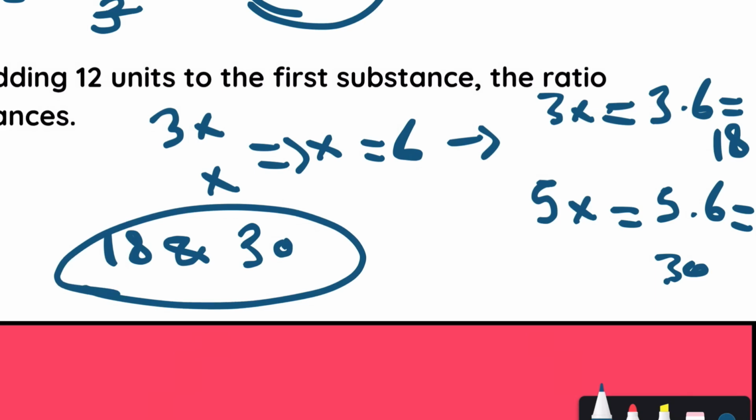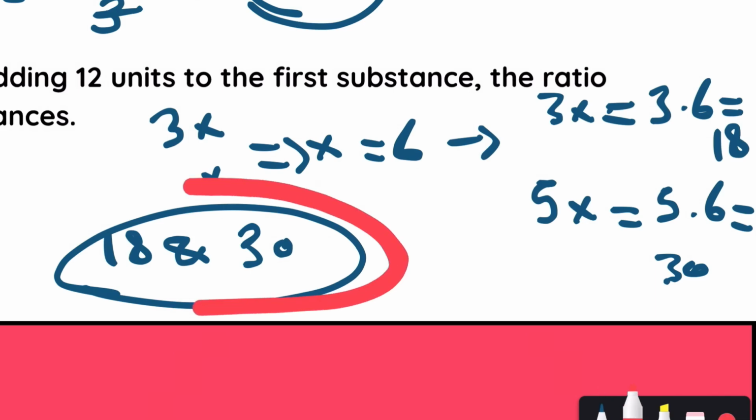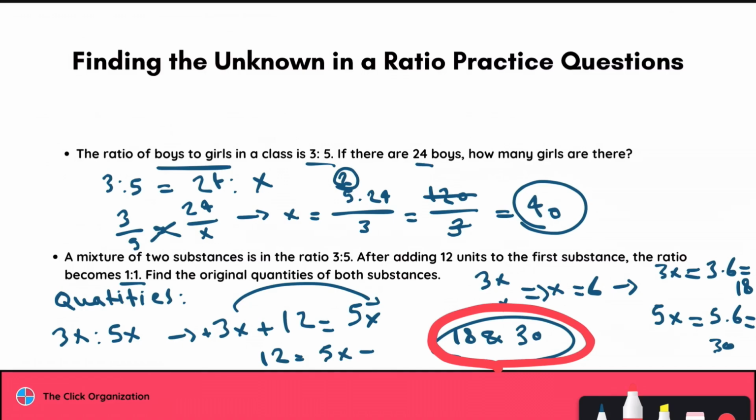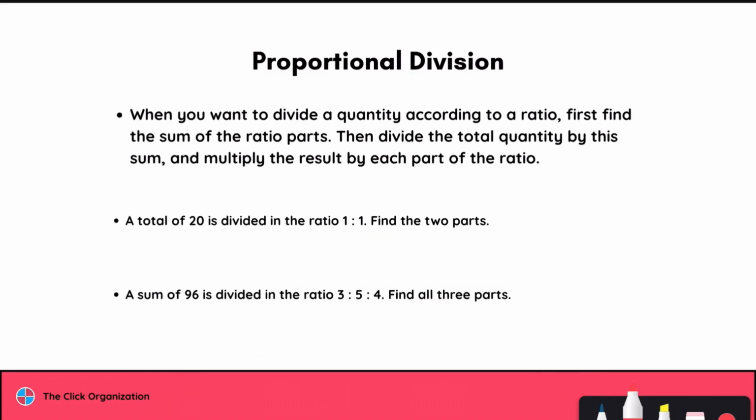And it's right, if I add 12 units to 18, it will be 30, and 30 to 30 is 1 to 1, right? So I hope you got this one. It's easy. I know you can get it. And this was finding the unknown in a ratio practice questions. Going for the second part, proportional division.